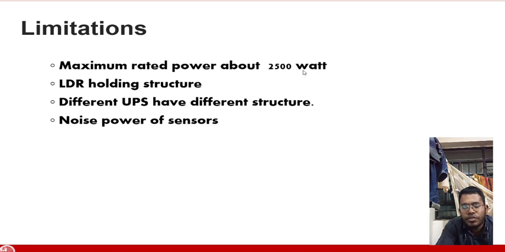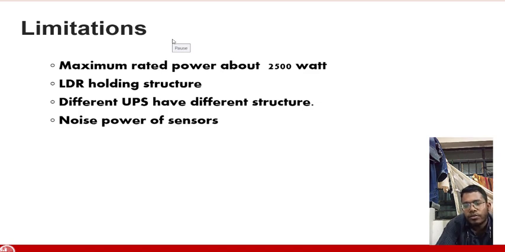The LDR holding structure should be very close to the light of the UPS, since the LDR has low sensitivity. Different UPS have different spacing between the lights, so a different LDR holding structure is needed for different UPS indications.